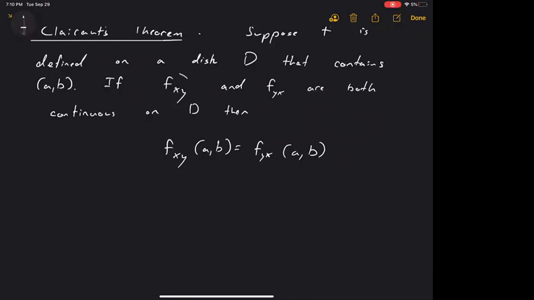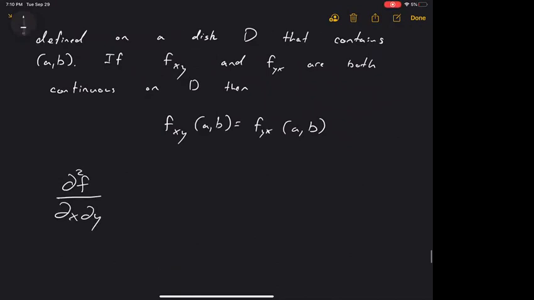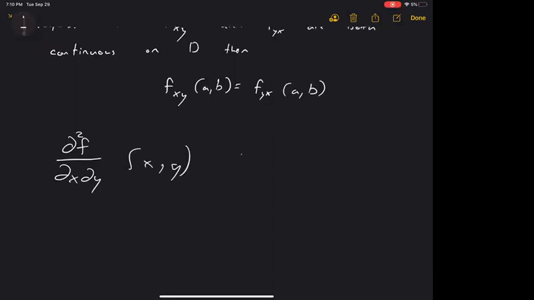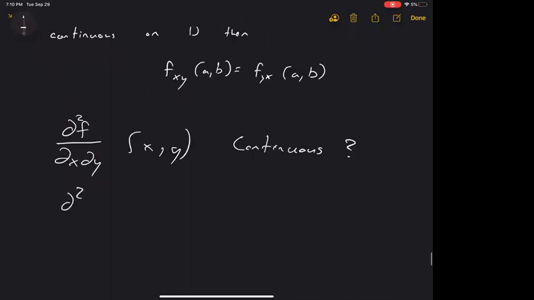So remember these partial derivatives. This is a second order partial derivative. It's d squared f over dx dy. Remember, this is still a multivariable function. So we can ask, is it continuous? Just like with any other function. And we can ask the same question for this one.